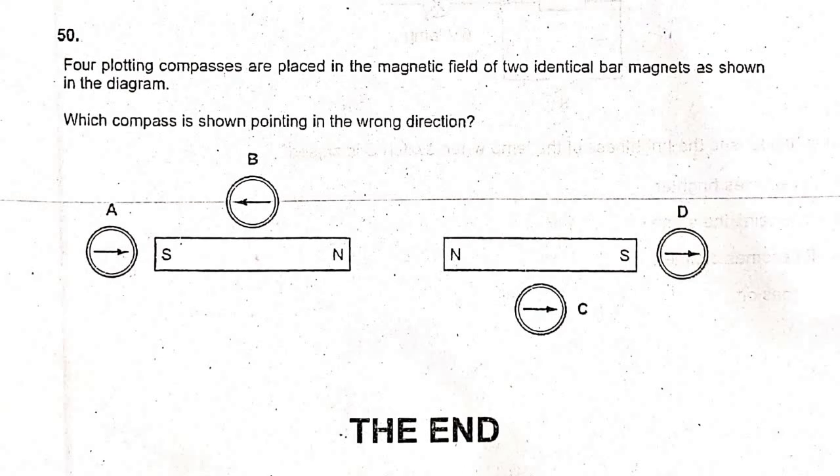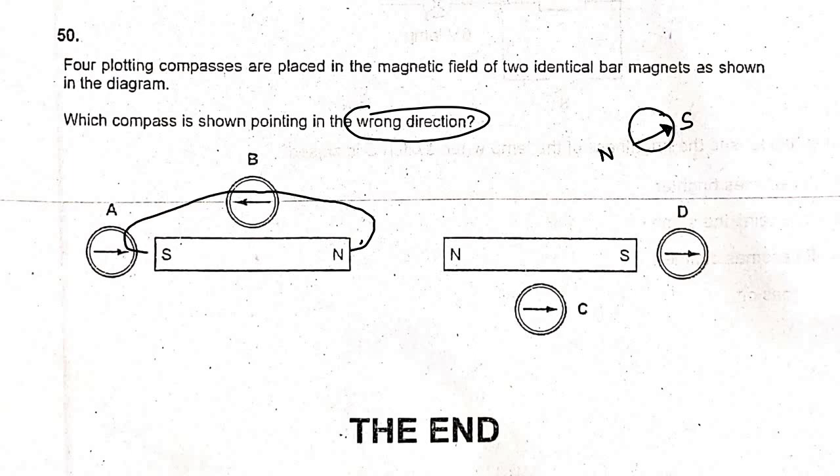Let's see the last question of this paper. 4 floating compasses are placed in a magnetic field of 2 identical bar magnets as shown. Which compass is shown pointing in the wrong direction? So the direction of a compass is always the direction of the magnetic field, and the magnetic field always points from north to south. So this arrow should always point towards the south. So the magnetic field from this point, north to south, will be in this direction. So these two compasses show the correct direction. Similarly, in this second magnet, the direction should be north to south in this way. So this compass also shows the correct direction.